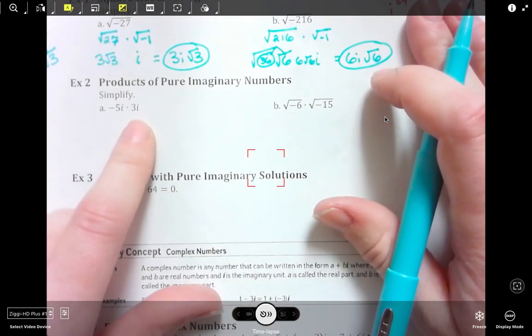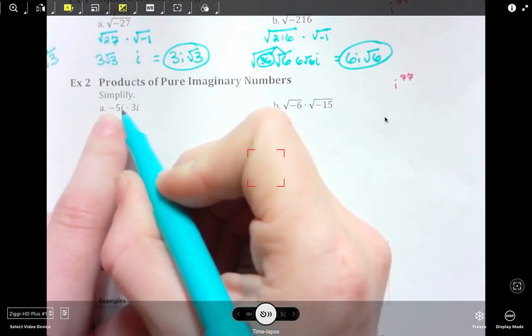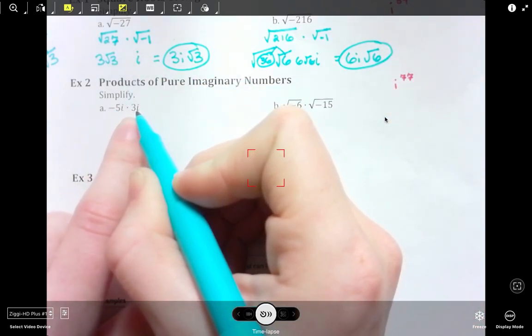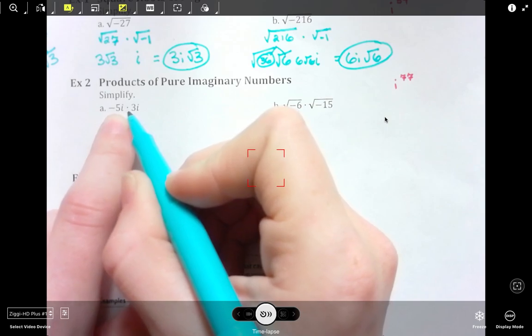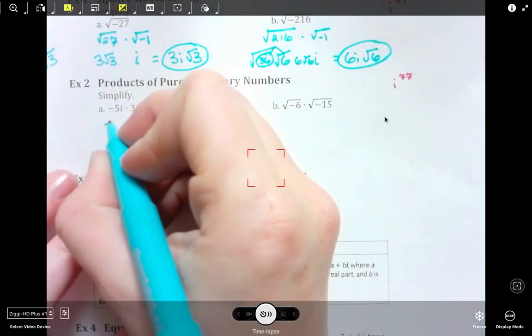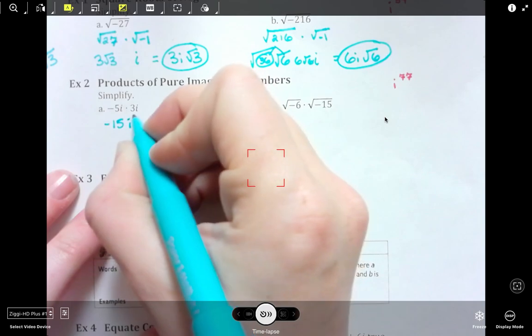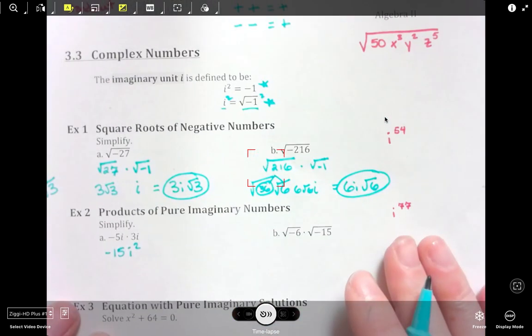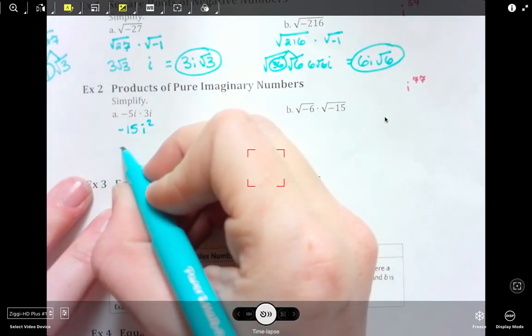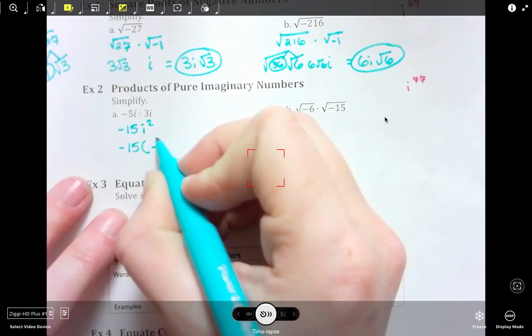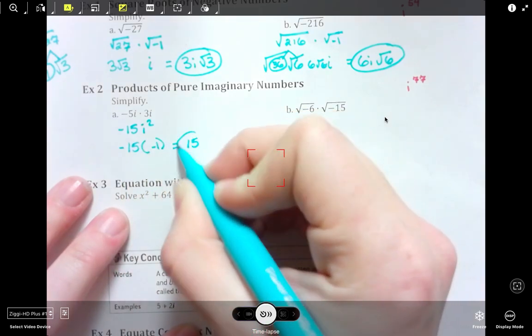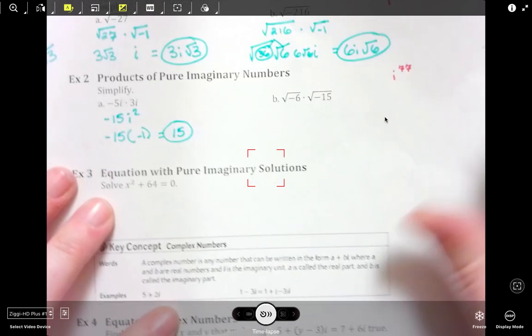Now, this one right here, when you're taking -5i times 3i, just think of that as like 5x and 3x. So this becomes -15 x squared, or i squared. Well, from up above, we said that i squared was -1. So this is -15 times -1, which is +15. Okay, so that's how that one breaks down.